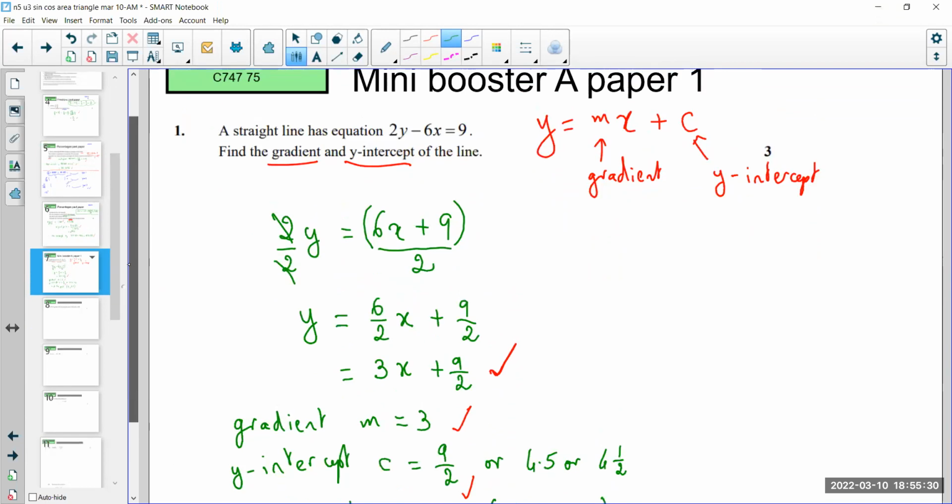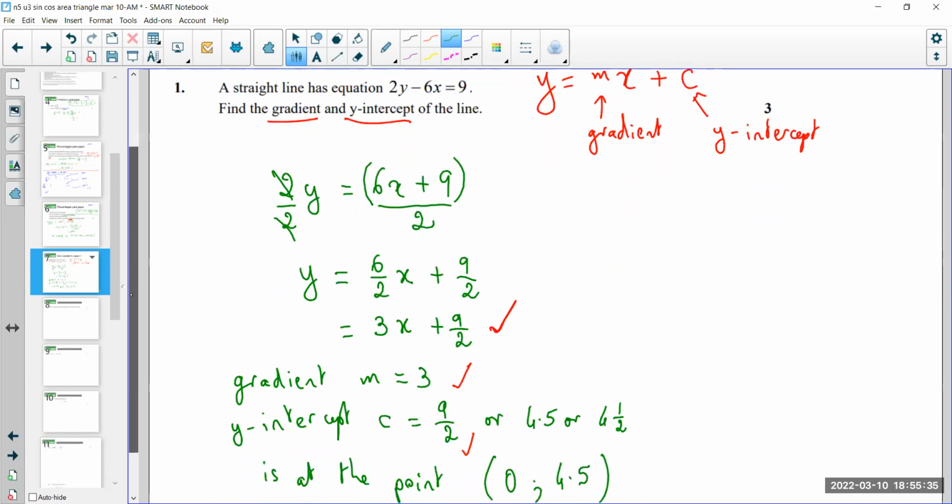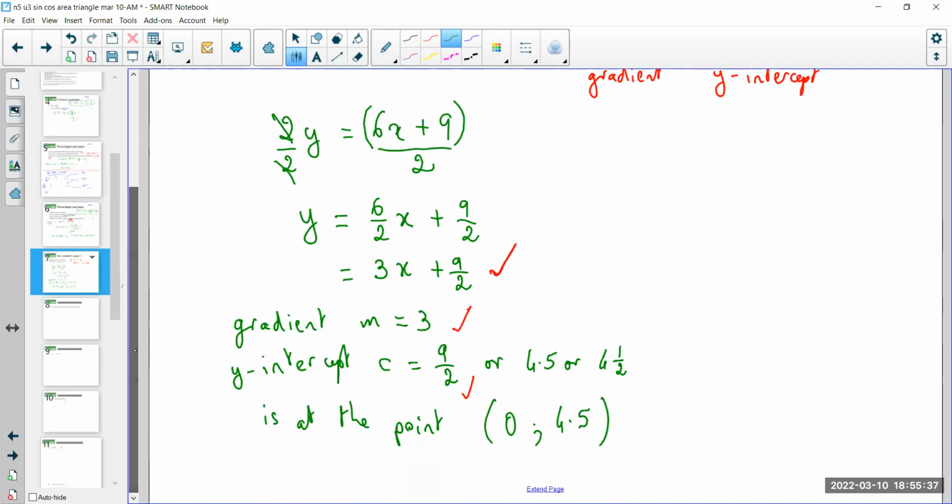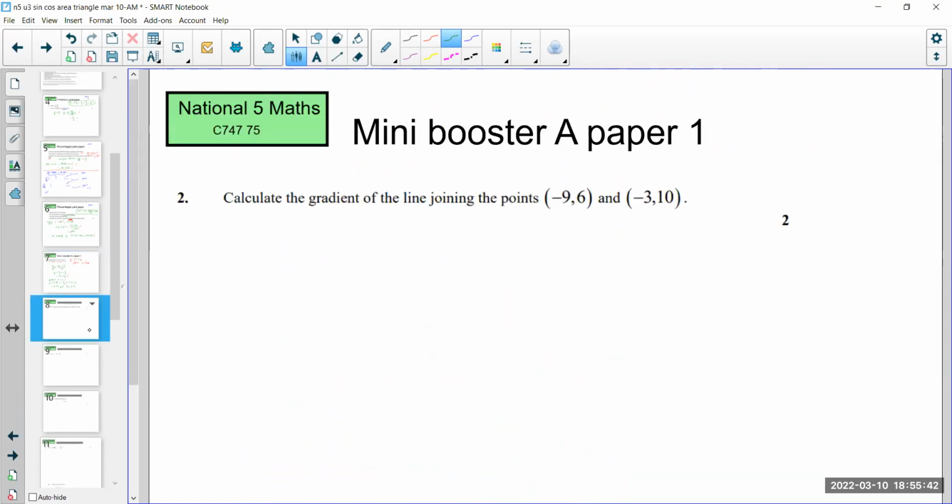So these are the type of questions you can get during the final exam. This is still in being able to find gradient and y-intercept. And we've done quite a few of them by now. Second question, again, calculate the gradient of the line joining these 2 points. Whenever I see 2 points, guys, this is what you need to say. I'm going to choose x1, y1, and x2, y2.